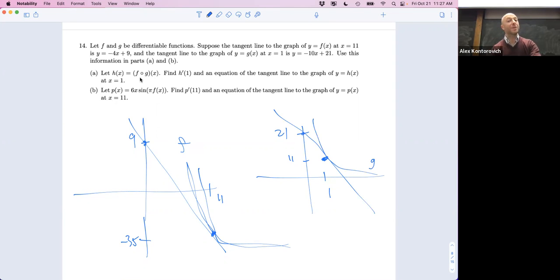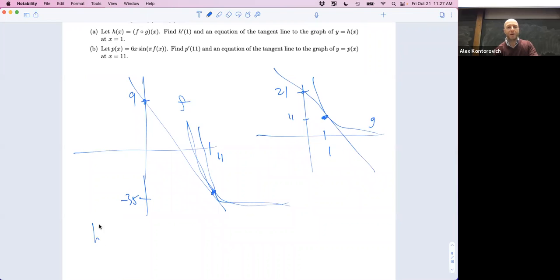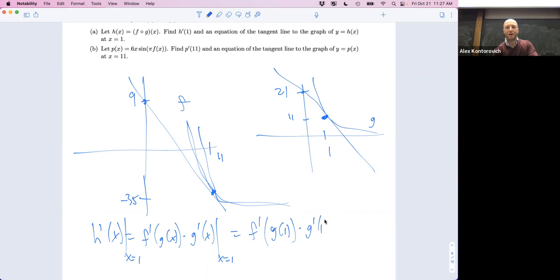Let H be the composition of f and g. In other words, you do g, then you do f. Find H prime of 1. Good. H prime of x by the chain rule is f prime of g of x. Ah, I see what you did there. That 11 is the only other value we know, times g prime of x. At x equals 1, I get f prime of g of 1 times g prime of 1.